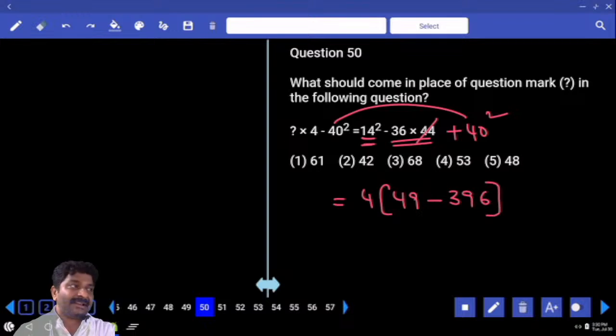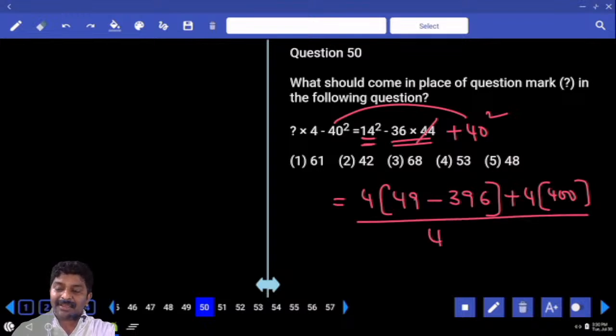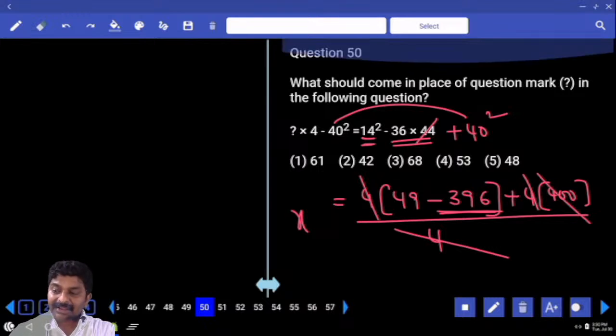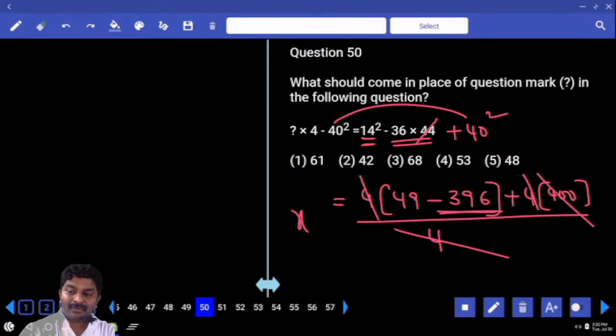396. This is done. Plus 40 squared, 1600. Out of that also I will take 4 common. What is left? 400. And the entire number is divided by 4, and this is the x value only. Now 4 and 4 taken common again and this gets cancelled. Done. What is the negative number? Take it from 400. What is left? 4 plus 49. Done.